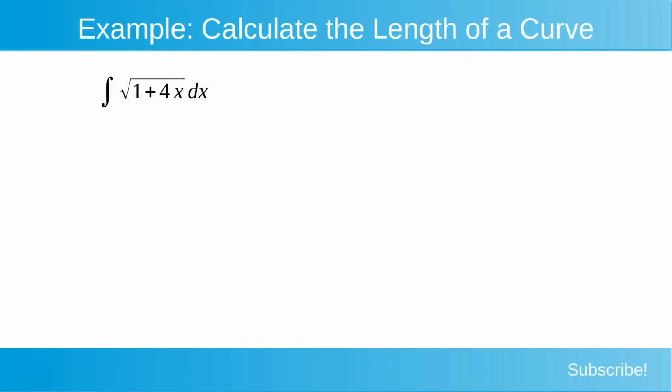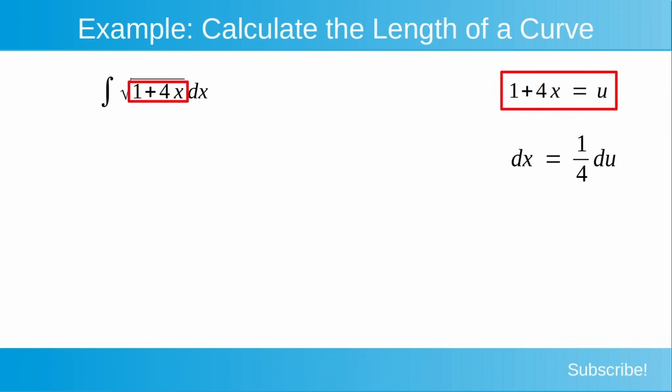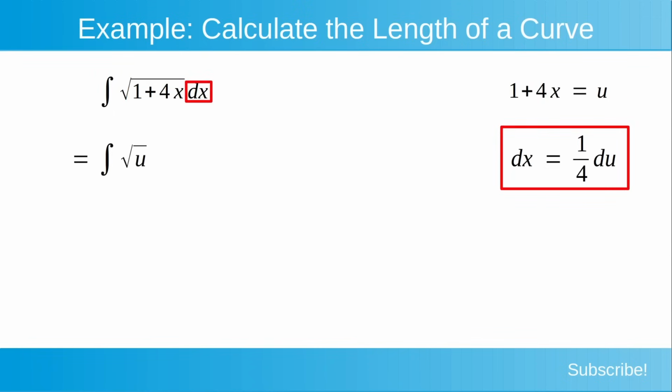So far, we have our rewritten indefinite integral, which we want to solve using the substitution method. We want to substitute the variable u for 1 plus 4x, and we want to substitute 1 over 4 du for dx. When we substitute the variable u for 1 plus 4x, we get the indefinite integral of the square root of u. And when we substitute 1 over 4 du for dx, we get the indefinite integral of the square root of u times 1 over 4 du.